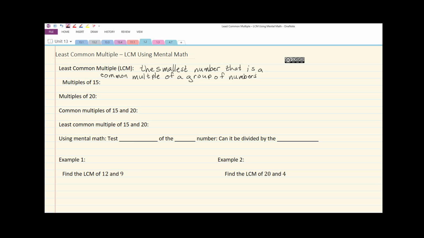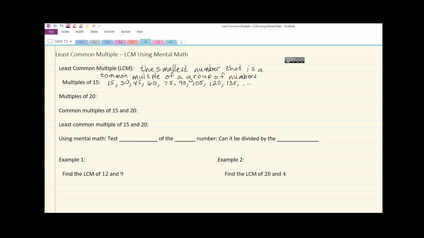So let's take a look at multiples of 15. So we would start with 15, 30, 45, 60, 75, 90, 105, 120, and 135, and we could keep going if we wanted to, but I think that's probably sufficient for this.